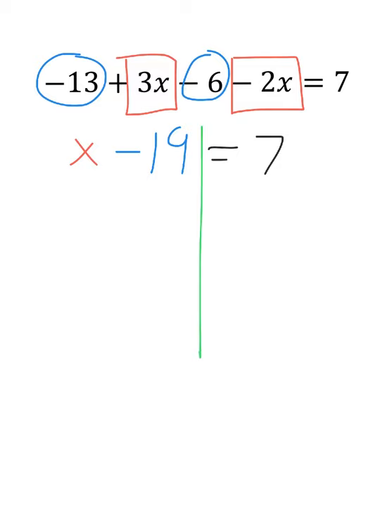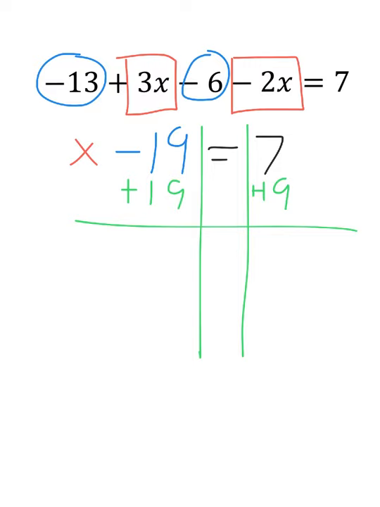Now that we have that, we can go ahead and solve. We have this x all by itself, so that's awesome. It's not being multiplied by anything, but we still have this minus 19. To get rid of that, we are going to add 19 on both sides, because the inverse of subtraction is addition. So we'll have x is equal to 26.